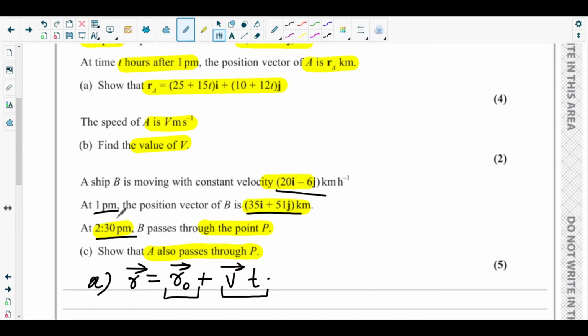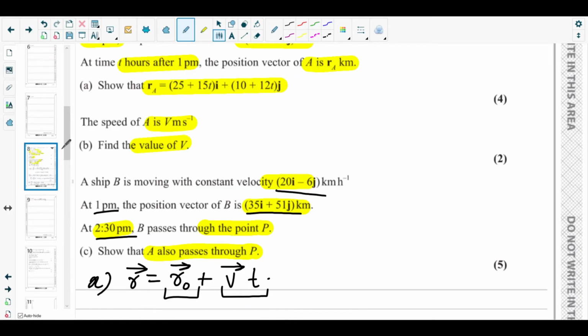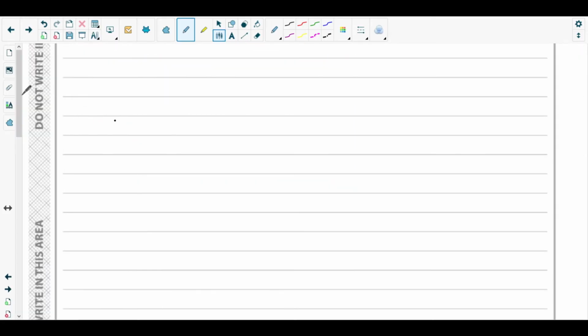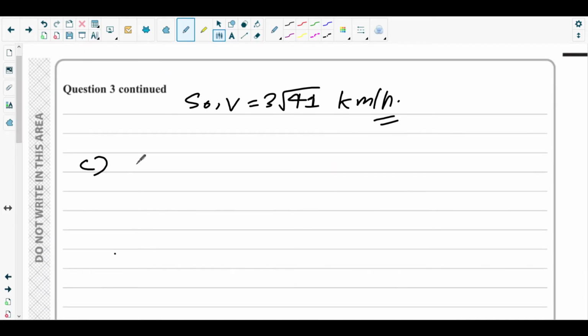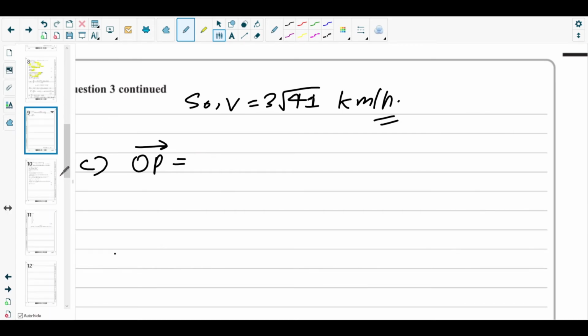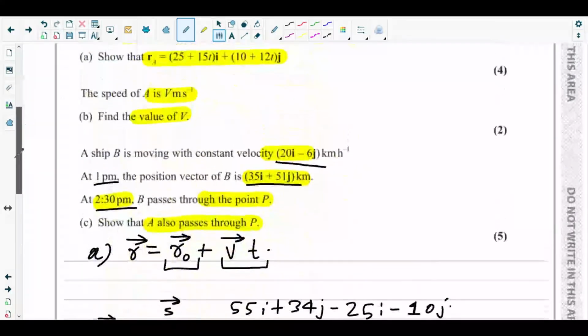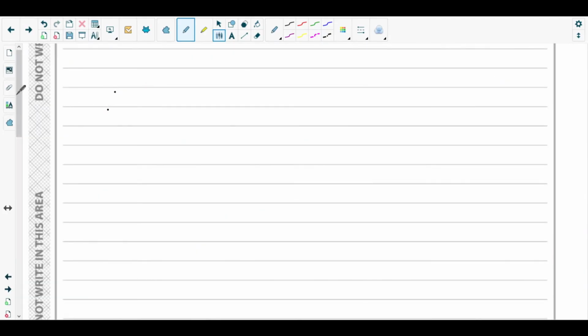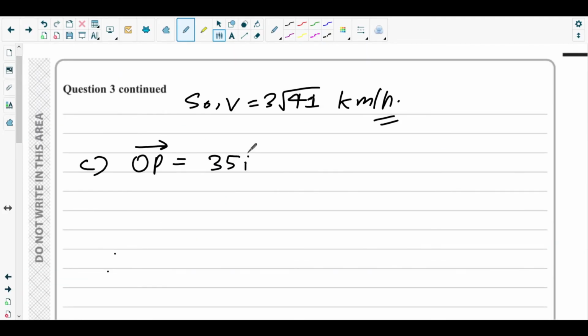After 1 p.m., the time is 2:30 p.m. That means this is 1.5 hours. The time is 1.5 hours. So for part C, we need to find the position of point P, that is OP. The initial position of ship B is given as, sorry, this is the velocity, 35i plus 51j. So 35i plus 51j, that is r naught, plus what?